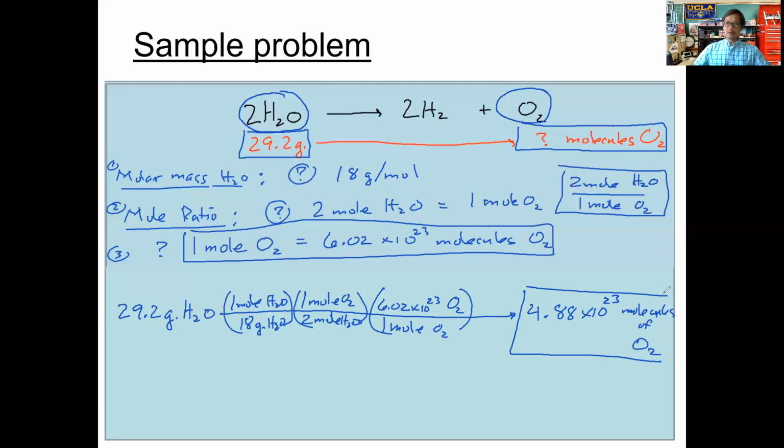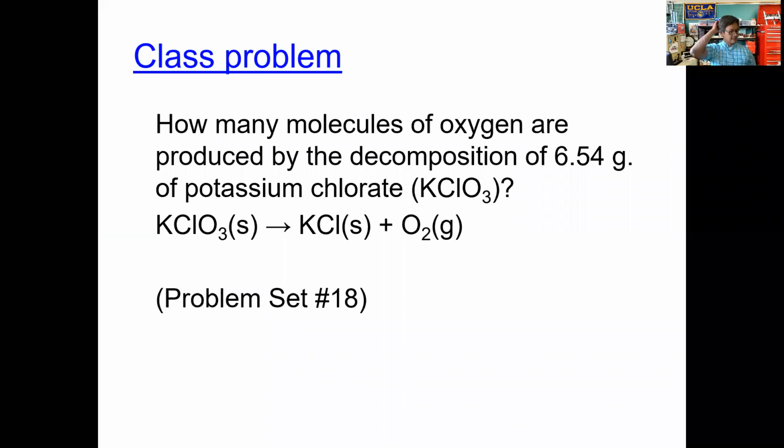What I'd like you to do then, let's go ahead and practice this here. I want you to do number 18 in your problems. It should take about 5 minutes. Work out this problem here. I know the homework, the set B, involved these calculations as well.